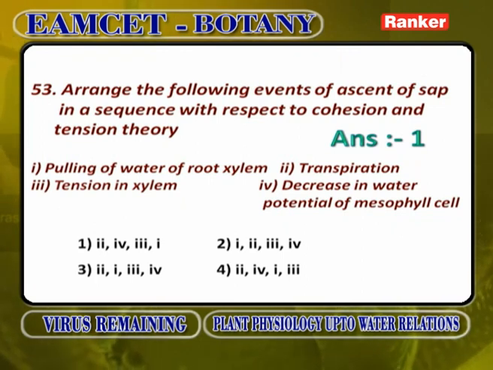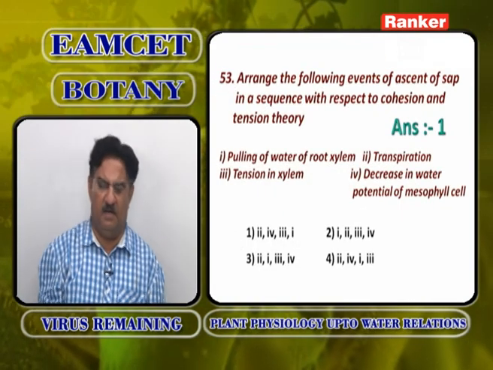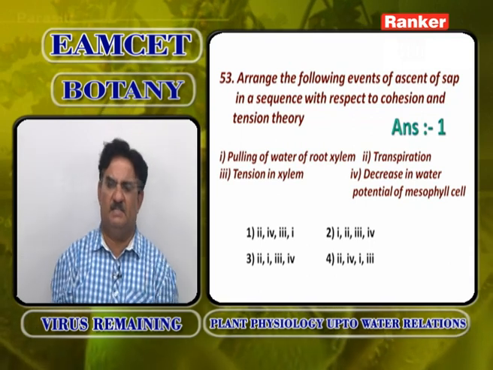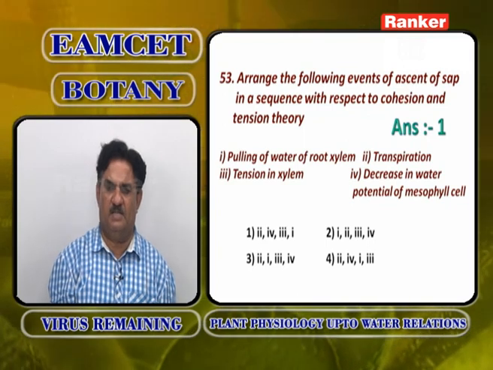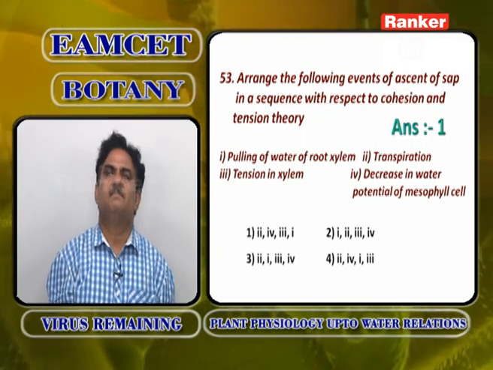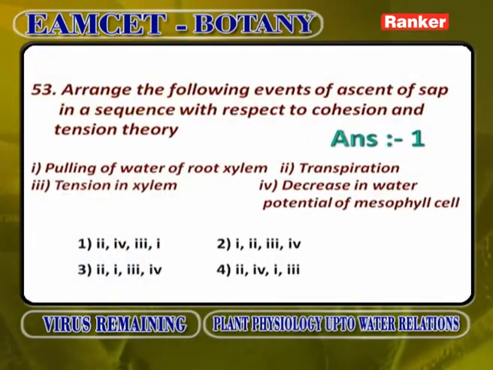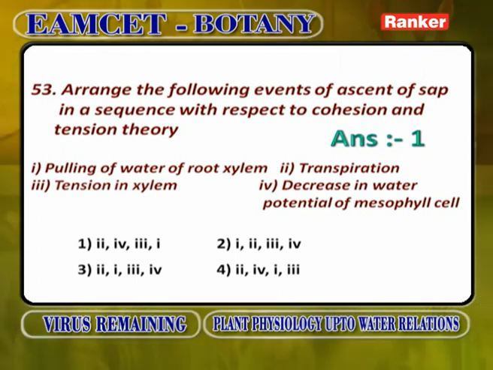Arrange the following events of ascent of sap in a sequence with respect to cohesion tension theory. Cohesion tension theory was proposed by Dixon, who said that transpiration is responsible. Once transpiration takes place, water potential decreases in the mesophyll cell, and then is transported to the root and other parts. So the answer for this is the first option.